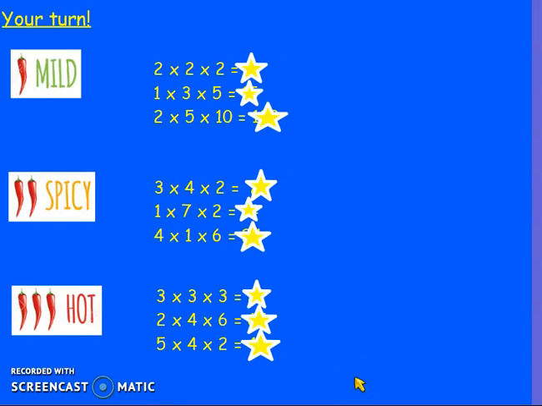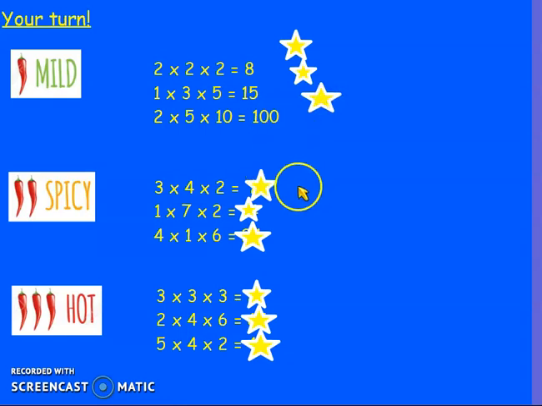Well done, Year 4. I hope you've had a good go at that. Let's have a look at the mild challenge. 2 times 2 times 2 equals 8. 1 times 3 times 5 equals 15. 2 times 5 times 10 equals 100.